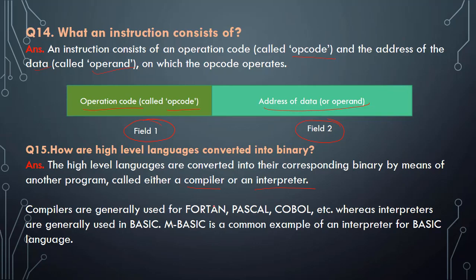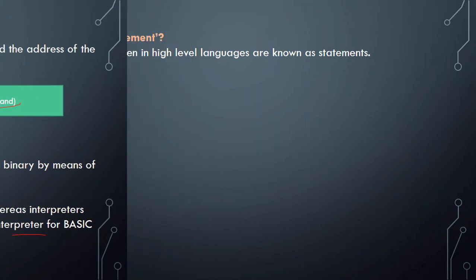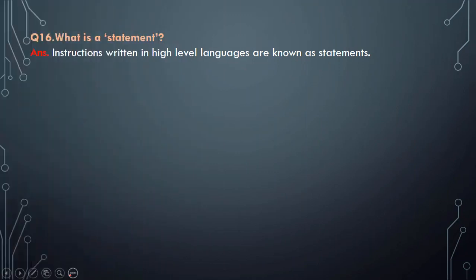Compilers are generally used by Fortran, Pascal, COBOL, etc., whereas interpreters are generally used in BASIC. MBASIC is a common example of an interpreter for the BASIC language. So compiler and interpreter convert our high level language to low level language or binary form. The next one: what is a statement? An instruction written in a high level language is also known as a statement.